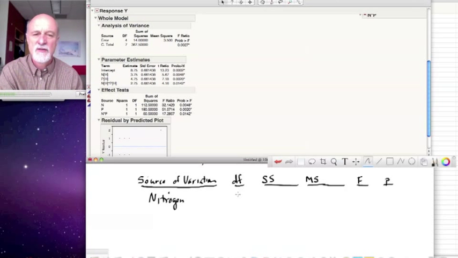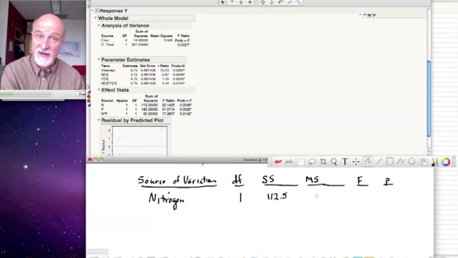effect. How many degrees of freedom? Well, we had two groups, so we have n-1 or a-1. Degrees of freedom equals 1. The sums of squares, 112.5. The mean square is the sums of squares divided by the degrees of freedom, right? Okay, so that is also 112.5 in this case only, because we have two groups, two levels of nitrogen. All right, our F value is 32.1429. And our P value is 0.0048.